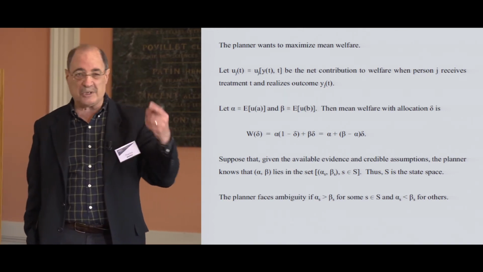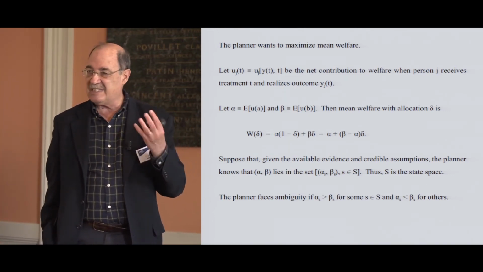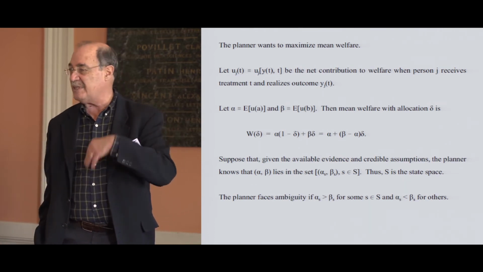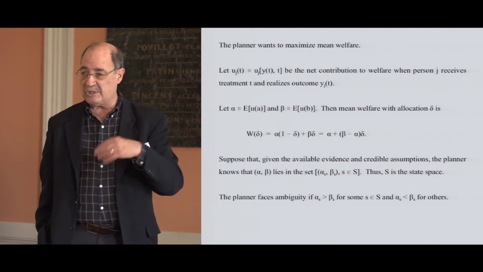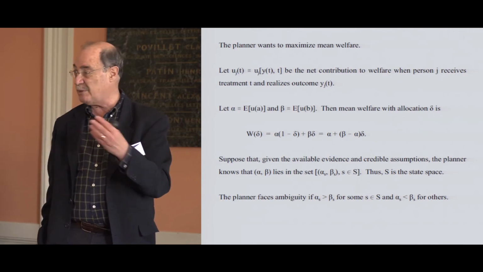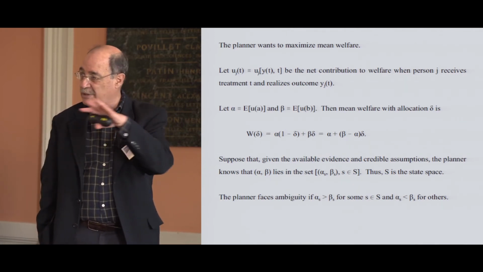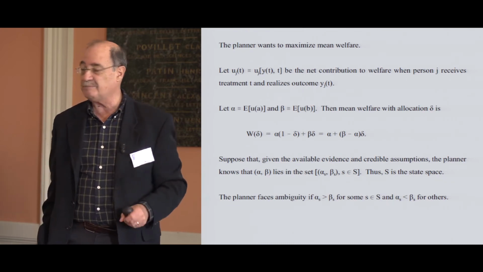That's where all the econometric work on identification comes in. Because exactly what I can learn about alpha and beta depends on the nature of the data that I have, whether it's observational or randomized trial data. It depends on what assumptions I make. I just learn that alpha and beta lie in some set, okay?